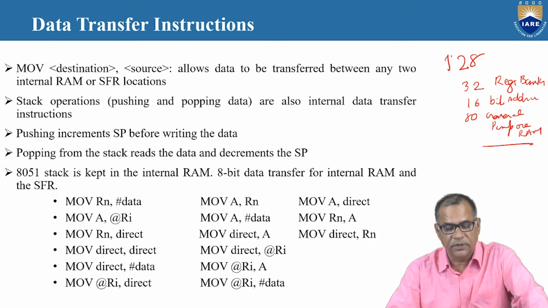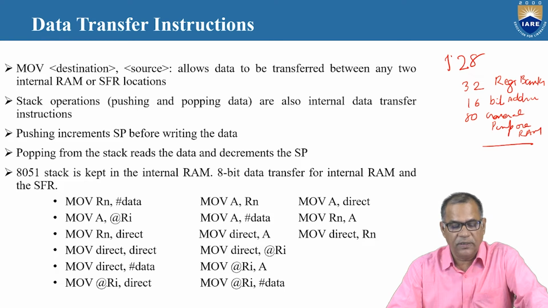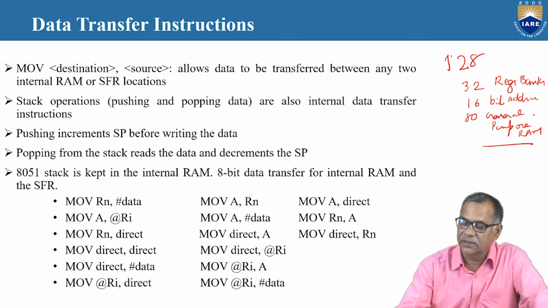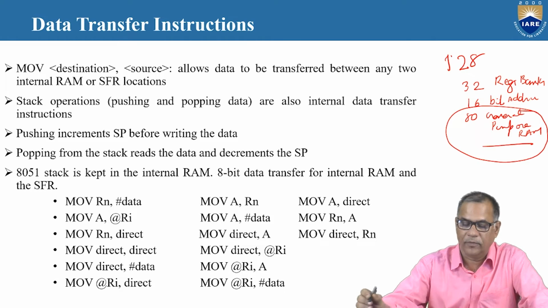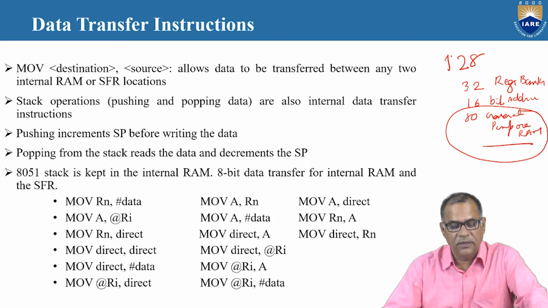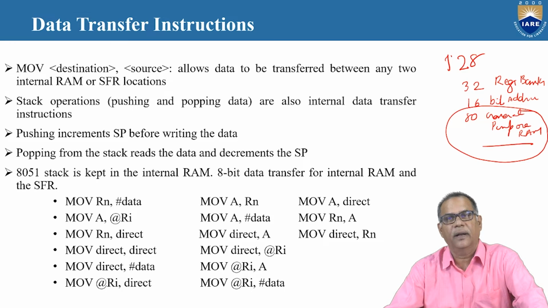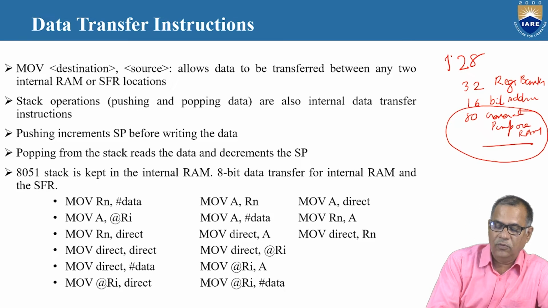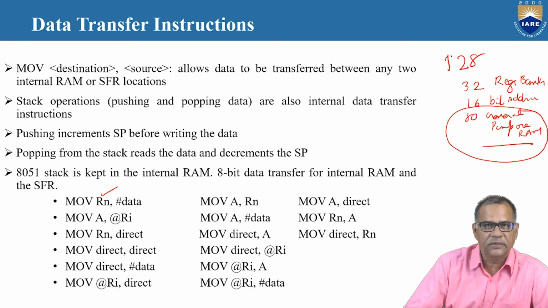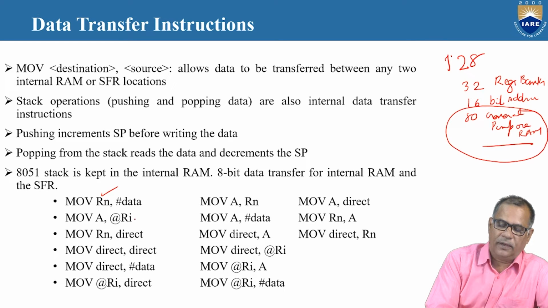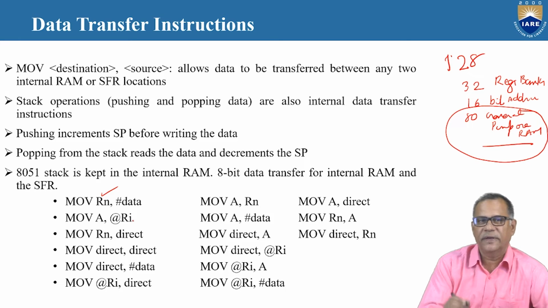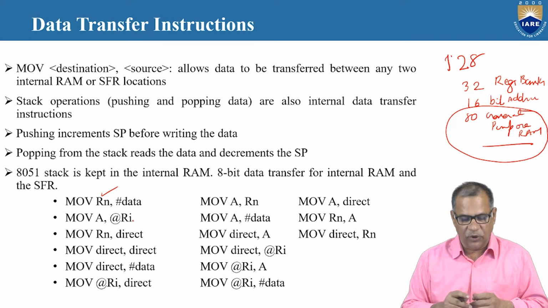This is the distribution. So for the 8051 stack purposes, we use this general purpose RAM. The 8051 stack is kept in internal RAM, and 8-bit data transfer is for internal RAM and the SFR. So MOV Rn, data: this data is transferred to the register. MOV A, @R1: this is the indirect form of addressing, which we have already discussed, and the contents of the memory whose address is specified in R1 is transferred to the accumulator.